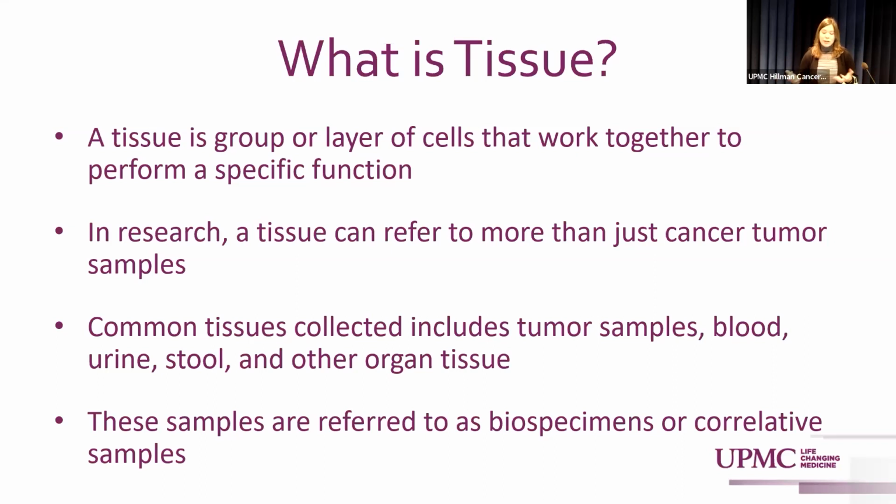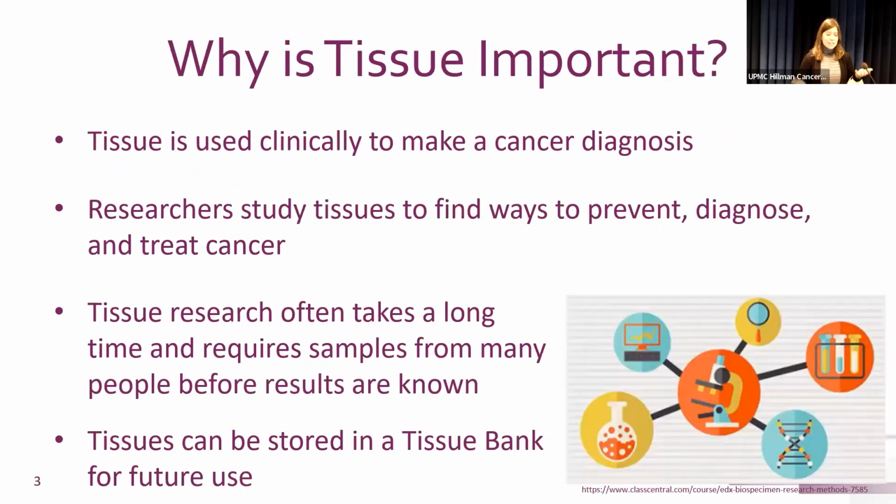However, we also have other things in our body that are tissue that aren't just tumor samples, for example. We have blood, urine, stool, all of those are considered tissues in our research. And these samples are also often referred to as biospecimens or correlatives. So why is this important?